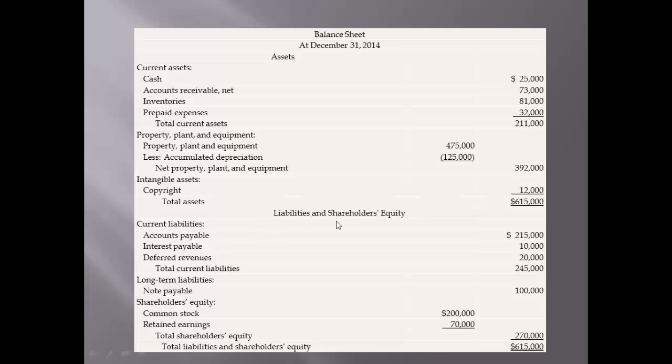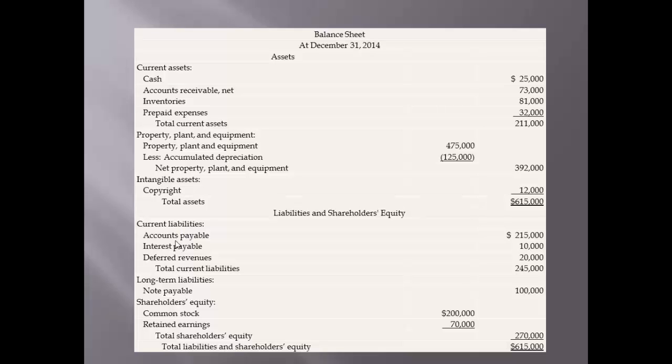Let's turn our attention to liabilities. Now, liabilities are obligations of a company to transfer assets or to provide services as a result of past transactions or events. Starting off with current liabilities, we will define current liabilities as those liabilities expected to be satisfied within 1 year or the operating cycle, whichever is longer.